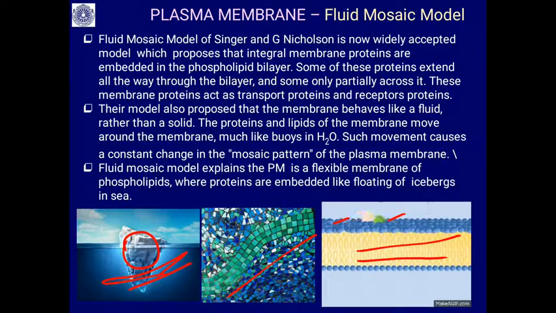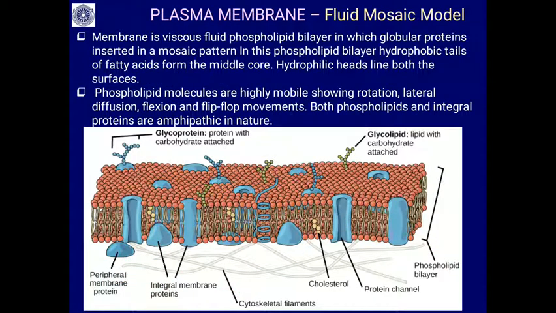You can see the proteins and carbohydrates, even the lipids, they keep on moving, that is why their organization keeps on changing, that is why it is called mosaic pattern. The membrane is a viscous fluid phospholipid bilayer in which globular proteins are inserted in a mosaic pattern. In this phospholipid bilayer, hydrophobic tails of the fatty acids form the middle core. You will be able to see this is the fatty acid, they form the middle core. Hydrophilic heads line both the surfaces, you can see that.